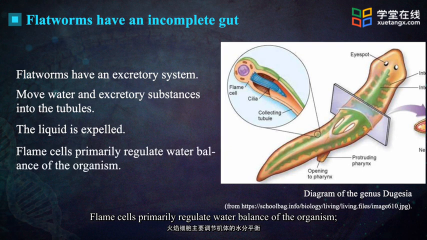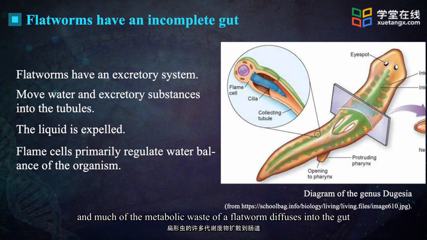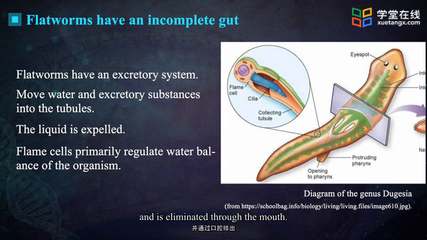Flame cells primarily regulate water balance of the organism. The excretory function appears to be secondary, and much of the metabolic waste of a flatworm diffuses into the gut and is eliminated through the mouth.